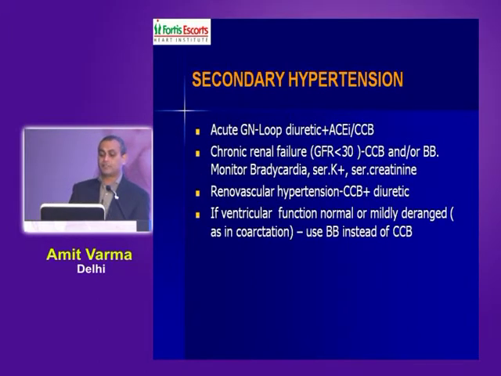Now, if you are suffering from secondary hypertension, or that's what you're dealing with, most people will be using loop diuretics. Chronic renal failure has been defined, and obviously you'll be monitoring things like serum potassium, serum creatinine. For renovascular hypertension, which is becoming increasingly common, using a calcium channel blocker with a diuretic seems to be a good therapy module. And if ventricular function is normal or mildly deranged, as we've seen in coarctation of the aorta, use beta blockers instead of calcium channel blockers.